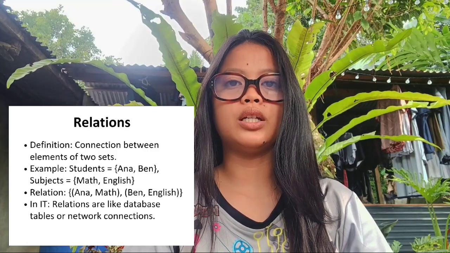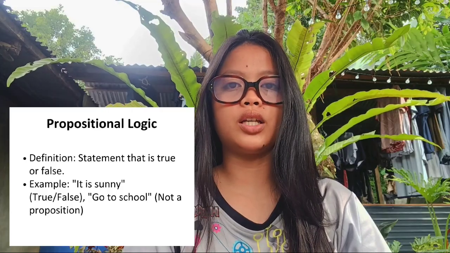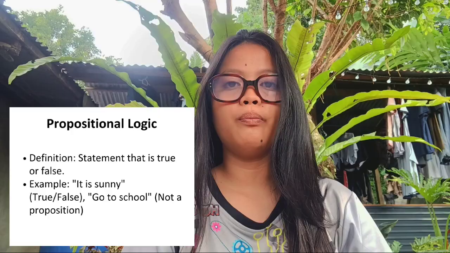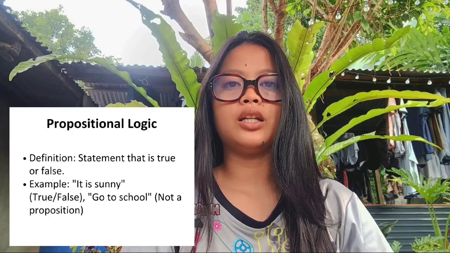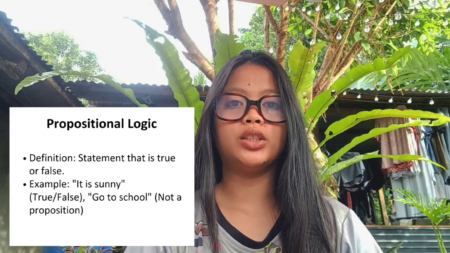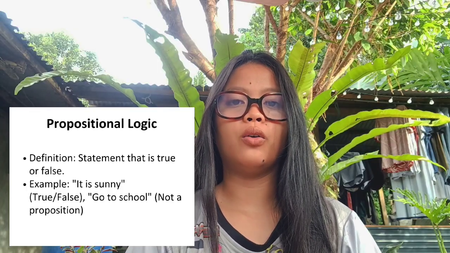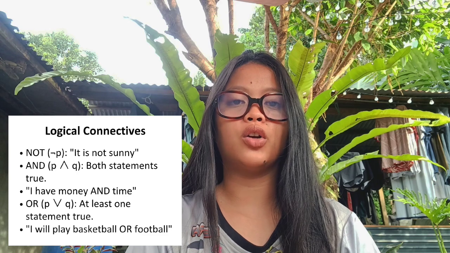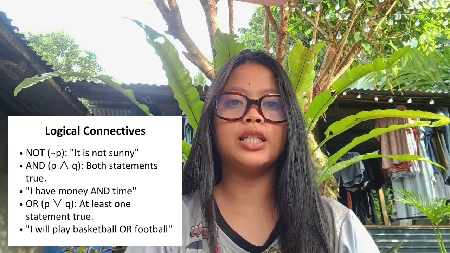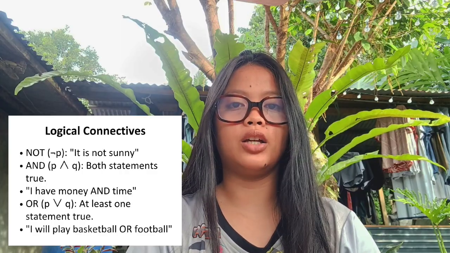Number 2 is propositional logic. A proposition is a statement that can be true or false. For example, "it is sunny" could be true or false. The second one, "go to school", is not a proposition. The third one is logical connectives: NOT, AND, OR. NOT P: if P is "it is sunny", then not P is "it is not sunny".